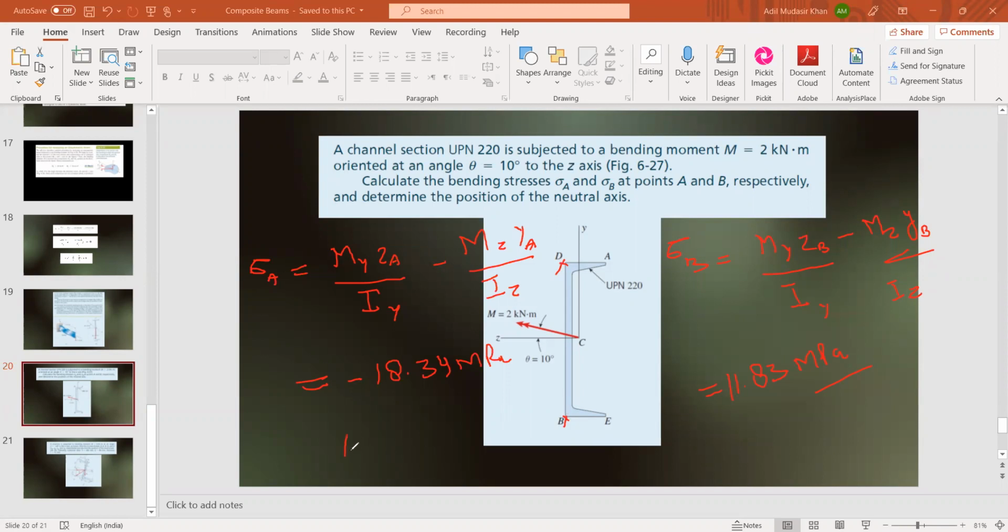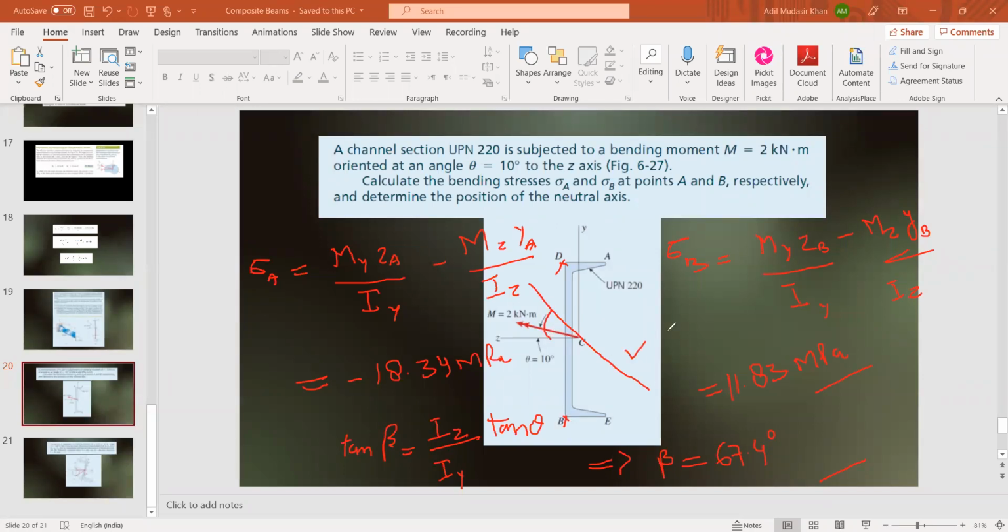Also, as far as tan of beta is concerned, to find the neutral axis, the formula is Iz by Iy tan of theta. We have already derived this formula, so beta comes out equal to 67.4 degree. This is where the neutral axis will be. So your moment is along 10 degree, and your neutral axis will be at an angle of 67.4 degree.